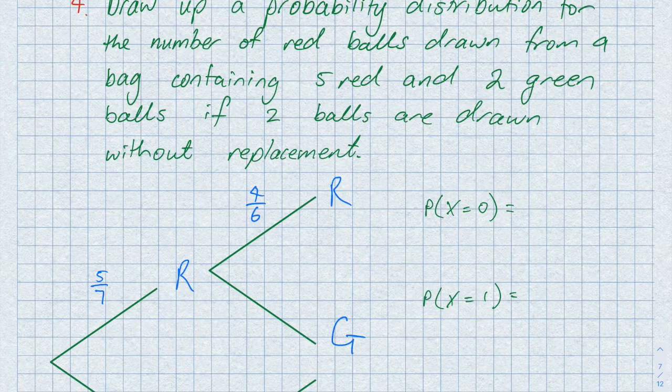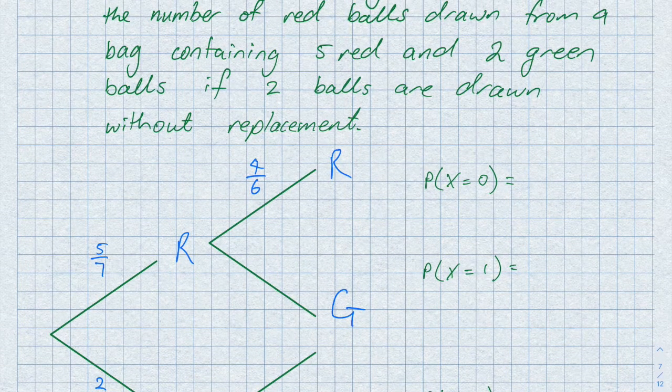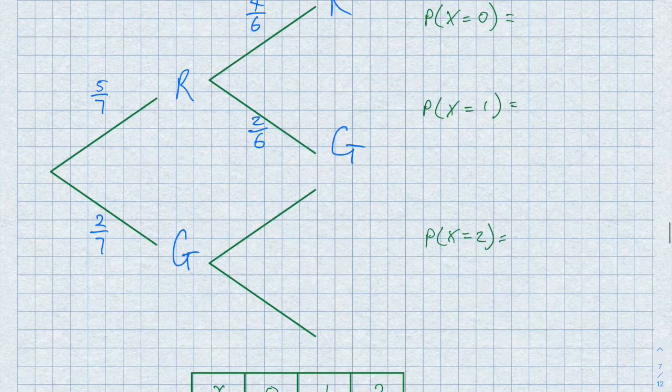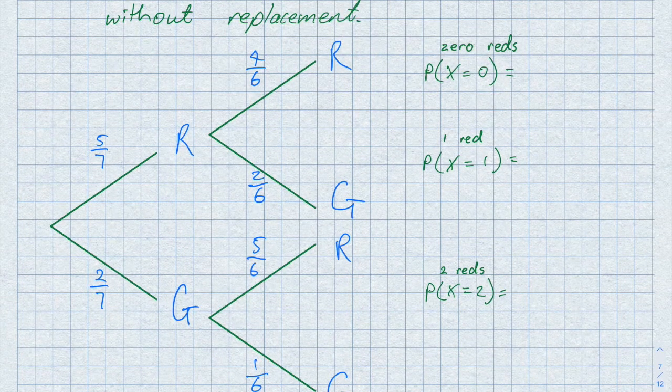Now, I could simplify that. I'm not going to, because it's easier to add things up and multiply things when our denominators are the same. This is 2/6, because 2/6 and 4/6 add to 1. And also 2 green still in the bag out of 6 still in the bag. Down here where green came first, I still have 5 reds in the bag, but I now have 6 in the bag, and I still have 1 green out of 6 in the bag. So I just need to work out these probabilities now.